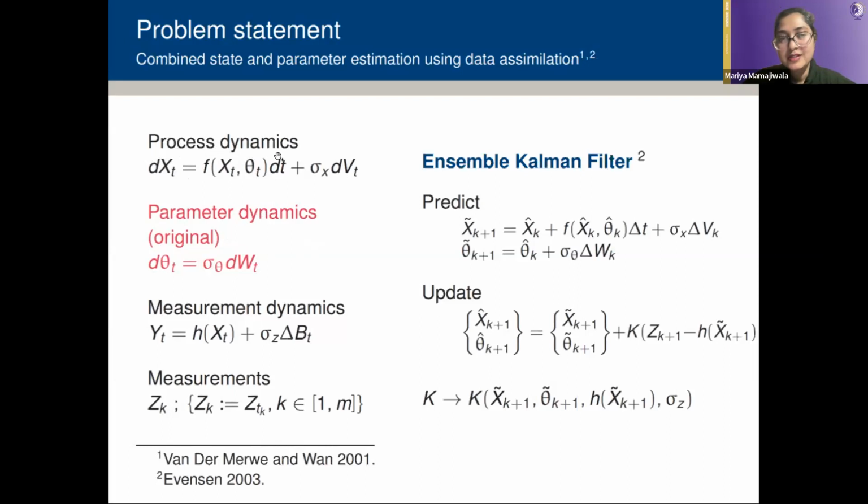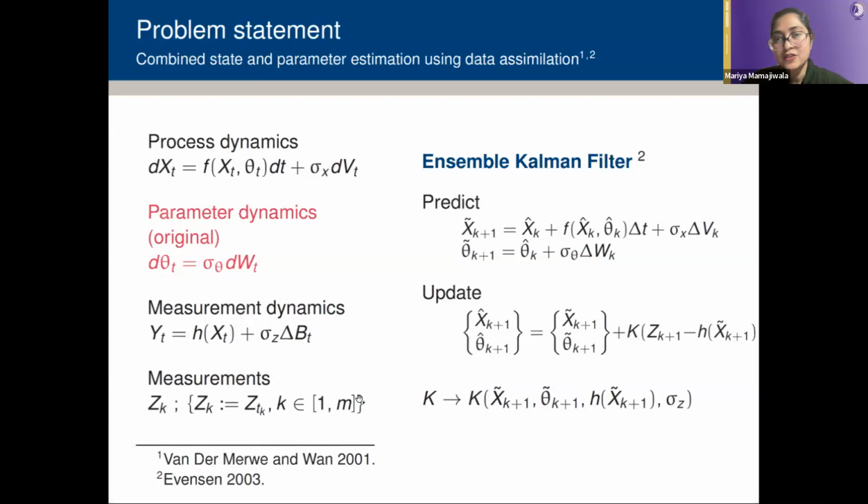In addition to the process dynamics, you are given a measurement dynamics, which is how the measurements relate to the states of the system through this function h, and they are noisy, and they may be partial. You may not have measurements for all the states. And finally, we have the actual measurements observed at certain time instances. So the problem then is to determine the posterior of x and theta combined, given this set of measurements.